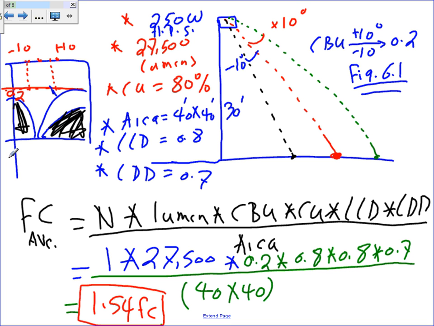You do them all, and you get 1.54 foot candles. Is this good? We're talking about area. That's good. A parking lot area is no problem. Is the height included? Yes, the height is represented by the beam utilization factor that you get here, and by the lumens.